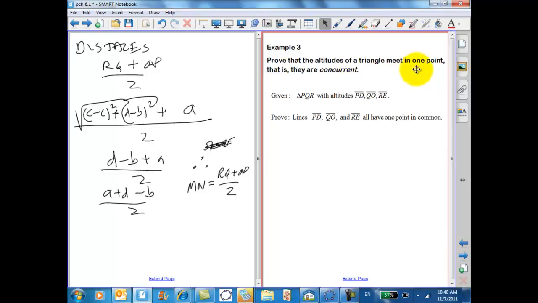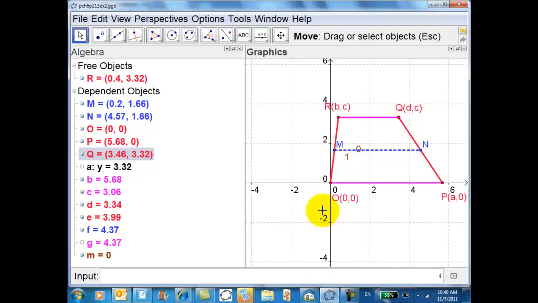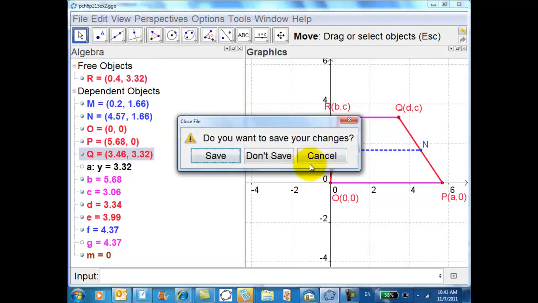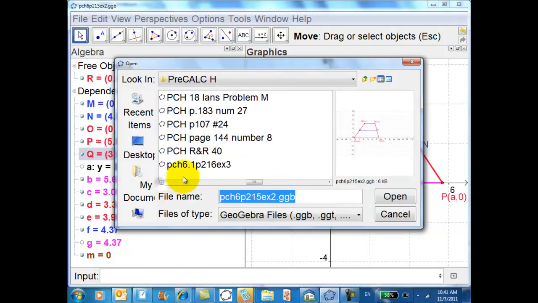Prove that the altitudes of a triangle meet in one point and that they are concurrent. The big thing I want to point out on this one is that setting up the triangle is a little different, because notice I didn't put it at the origin like I did in the other ones. Let's open up example 3 now. Where'd it go? It's back a page. Don't worry kids, we'll find it.